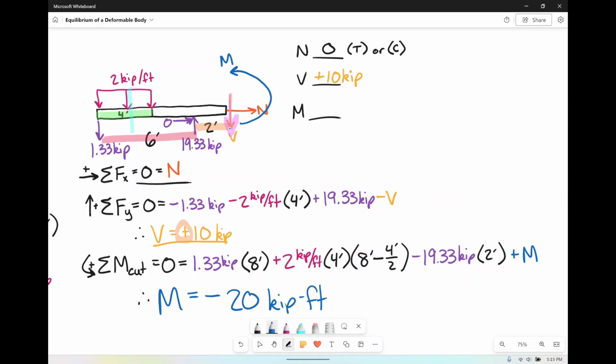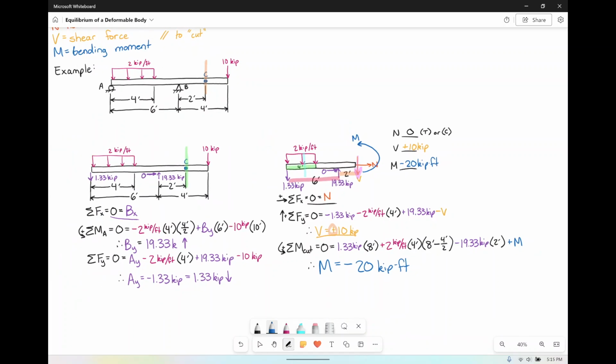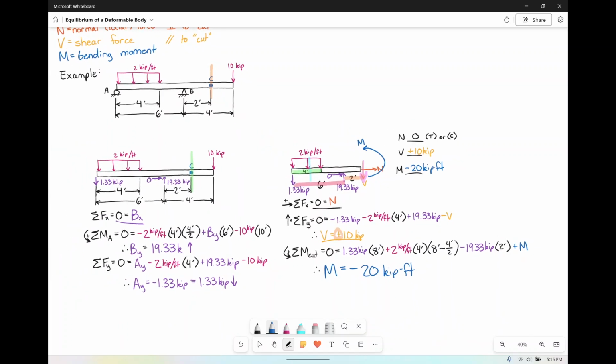So again, what does negative mean? Negative does mean that our arrow's in the wrong direction. But if I drew it in the positive direction, then that does actually mean that our moment is a negative 20 kip feet. So that would be what we would write for the answer. And again, this was the quote-unquote long way to do things. It's long because you actually had to do all of these steps. You had to do a total of 6 equations to get the answer.